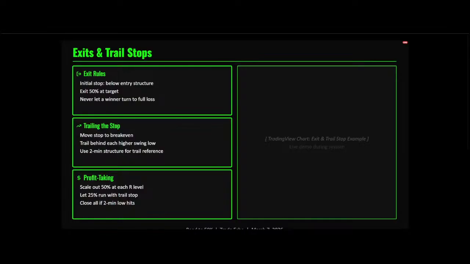Profit taken, I scale out. Like I said, I take 50% at each level, and I let 25% run with the trail stop. Let's say I have 10 NDX behind it, and many of you are probably wondering how I'm doing this on the chart. I'm literally going with an imaginary line and trailing it. Let's say we're in calls. If it's a 2-minute structure, I'm following the wick lows, and I keep following until it stops, and then I get out of my trade. I usually will close all of it, and I'm out.